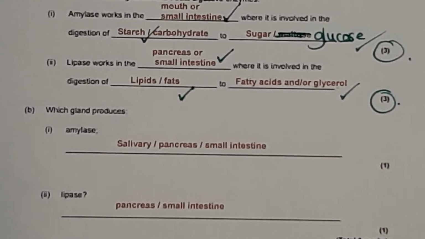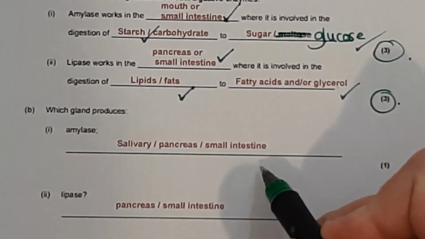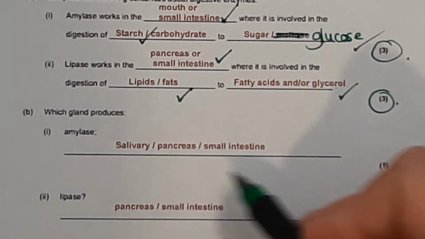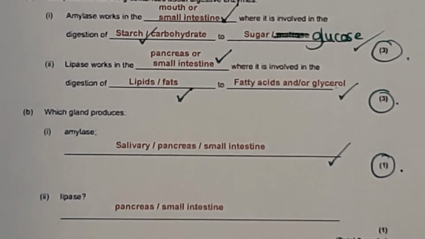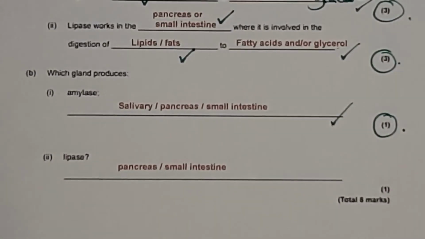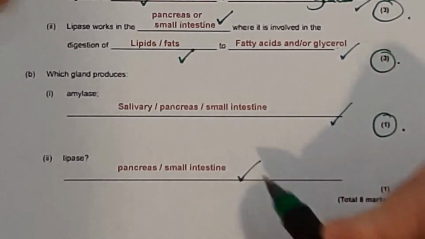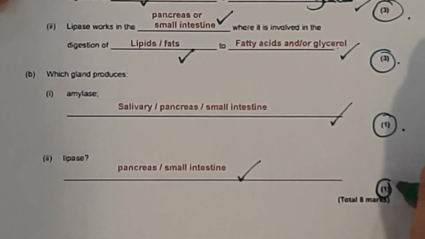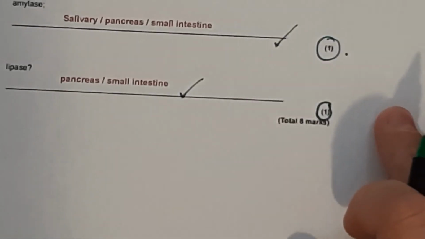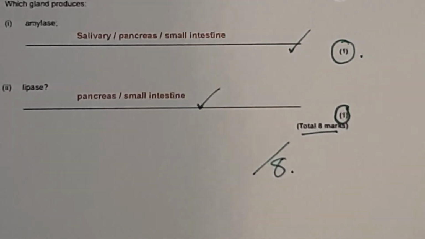Which gland produces amylase? So that would be the salivary gland, or the pancreas, or the small intestine. All 3 of those produce it, so any one of those 3 is an acceptable answer. And lipase is produced in the pancreas or small intestine. Again, either one of those is an acceptable answer because it's produced in both. So give yourself a mark there. And then at the bottom, it shows it's out of 8, so give yourself a mark out of 8, please.